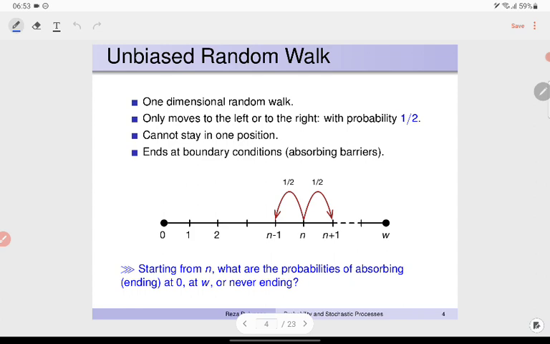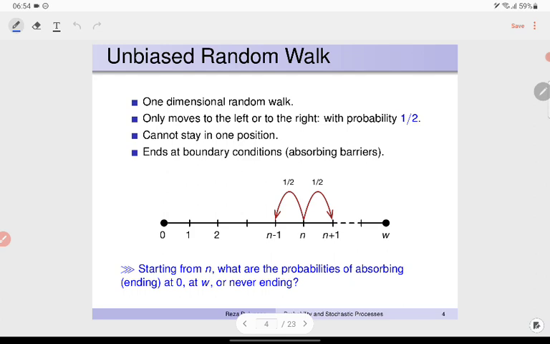Now, in this lecture, we are going to focus on the one-dimensional random walk. That means that the object moves in one-dimensional space. And for the time being, we are also going to focus on the unbiased random walk. That means that the object only moves to the left or to the right on the one-dimensional space, and both movement to the left and to the right happens with probability 1/2.